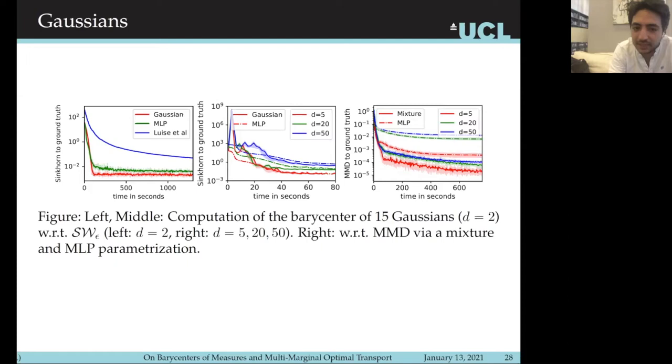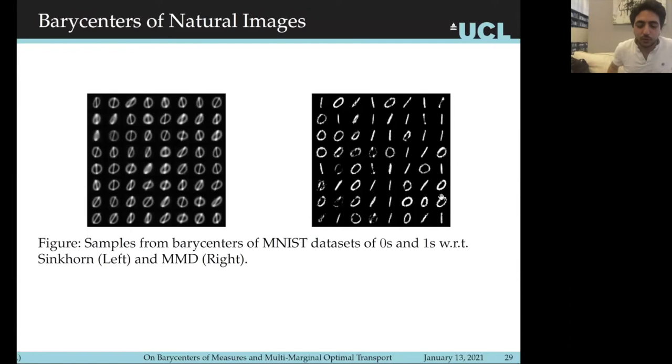We also go into image space. What we see here is we try to compute the barycenter of MNIST datasets. So each measure is the dataset of all the digits of that single digit. For example, here we compute the barycenter of MNIST zeros and MNIST ones. So each measure is a dataset of one digit. And we see here, this is a Sinkhorn and here it's an MMD barycenter, we see that the barycenter in image space has very different properties, as we expect.